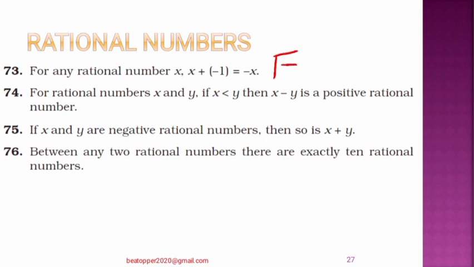For rational numbers x and y, if x less than y, then x minus y is a positive rational number. It is not always true. Sometimes it is negative. So it is false. Between any two rational numbers, there are exactly 10 rational numbers. It is false, infinitely many.